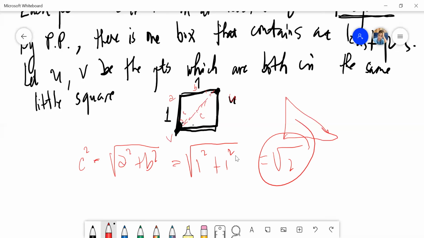So how much more if we place U closer to V? That's less than square root of 2. So therefore, we are now able to prove that the statement is true, that there exist 2 points whose distance from each other is at most square root of 2 units.